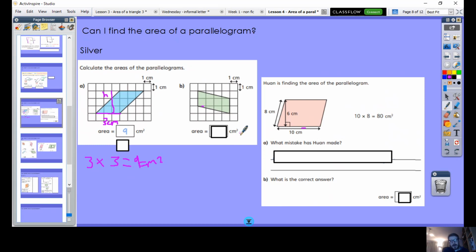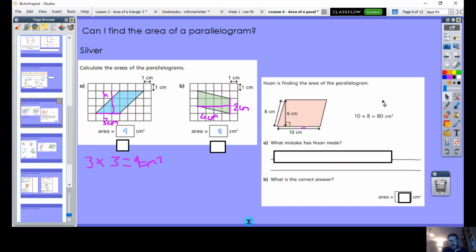And then over this side, I'm going to say that this side here is the base, which is 2 centimeters, which means the perpendicular height must come from the base at a right angle to the top of the shape. So I'm going to say this is the perpendicular height. So it's 1, 2, 3, 4 centimeters. So then I do my calculation of the base times the height. So the base is 2, the height is 4, so I do 2 times 4, which is 8 centimeters squared.